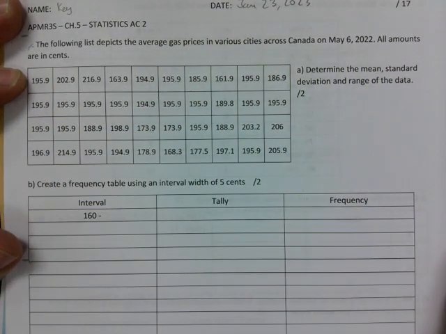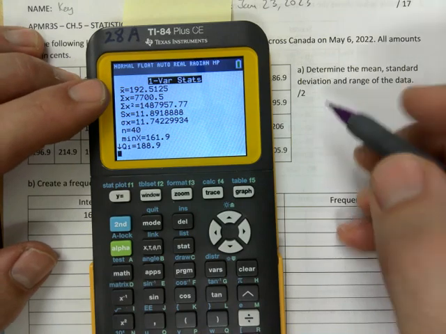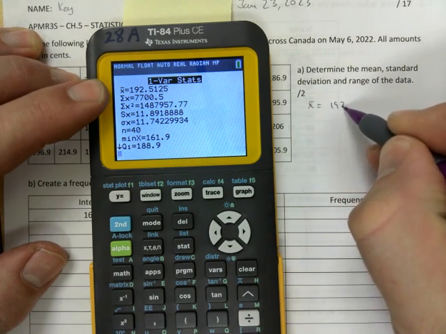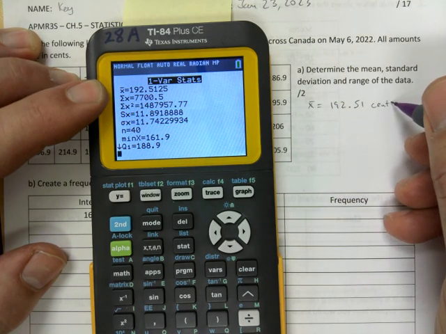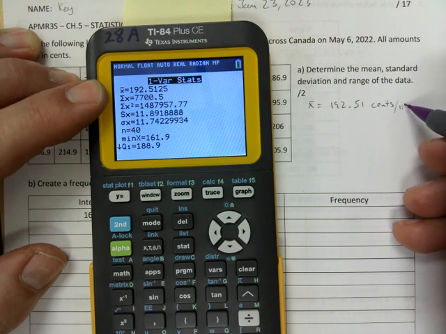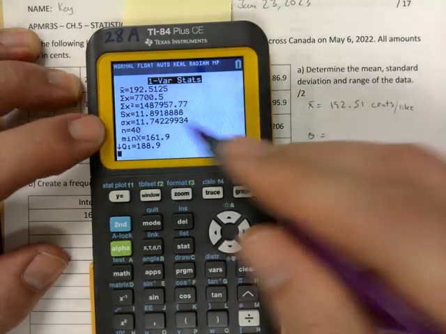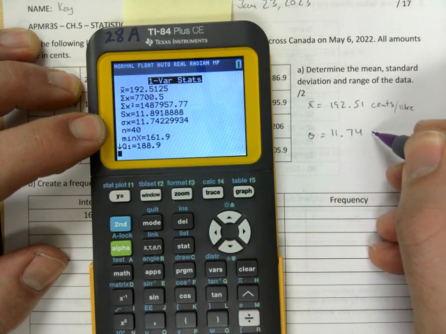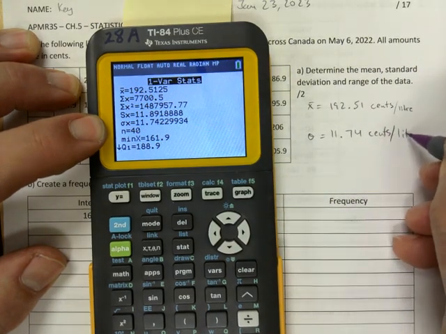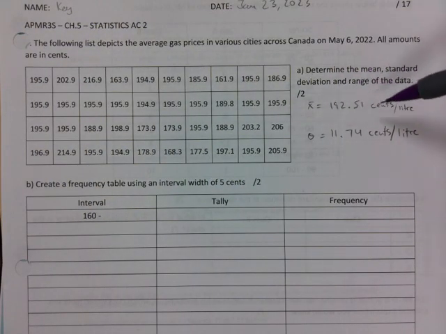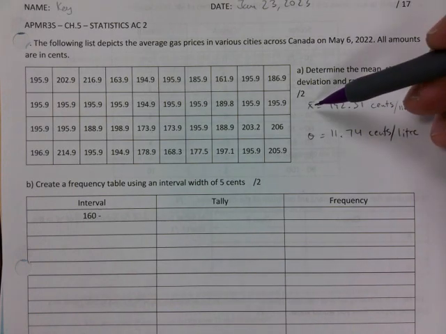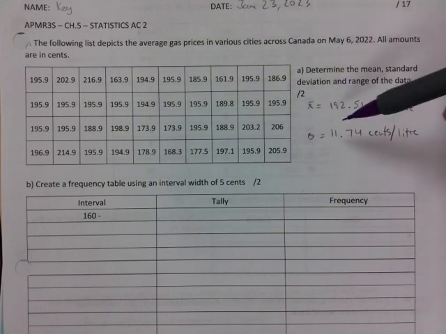I've already gone ahead and entered all of this into my calculator, and I found the mean and the standard deviation. So here it is: 192.51, and that is actually cents, right? Cents per liter. To be specific, standard deviation is 11.74 cents per liter. So this is the average across all those cities in Canada, and there's a standard deviation of 11.74 cents.